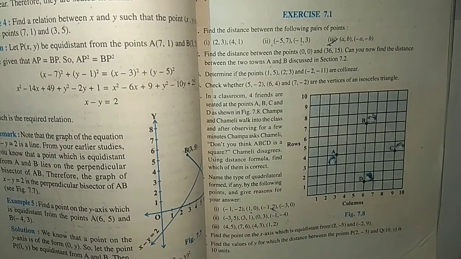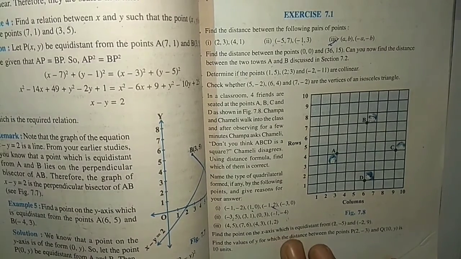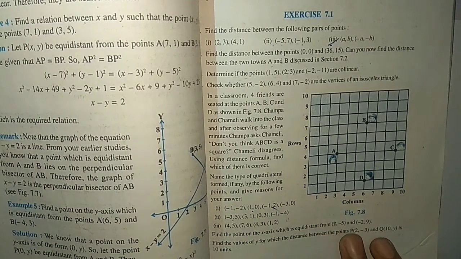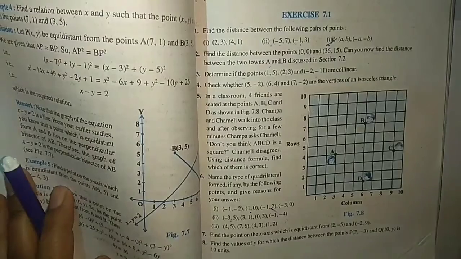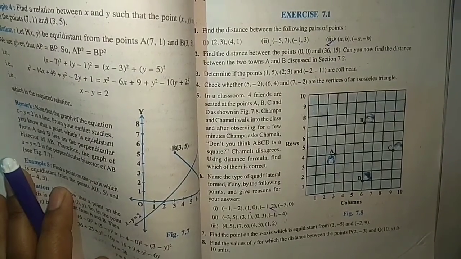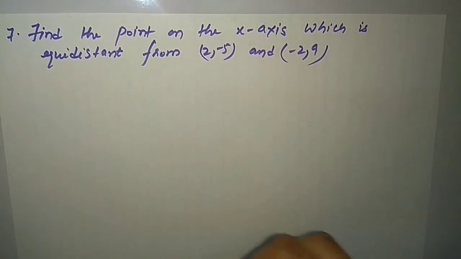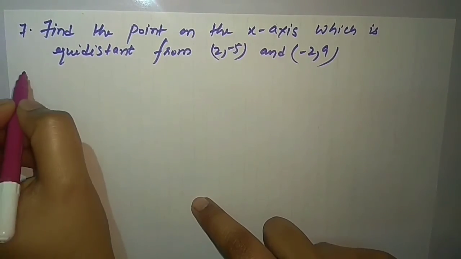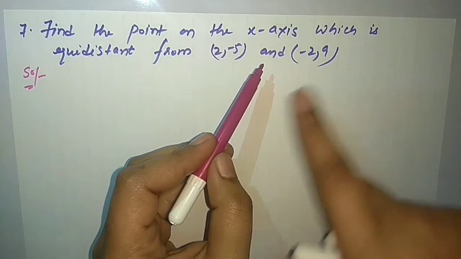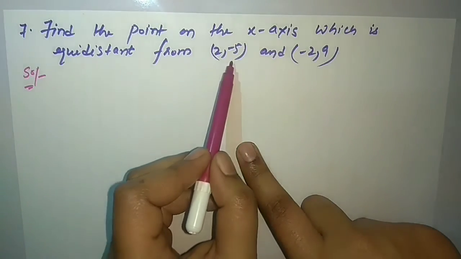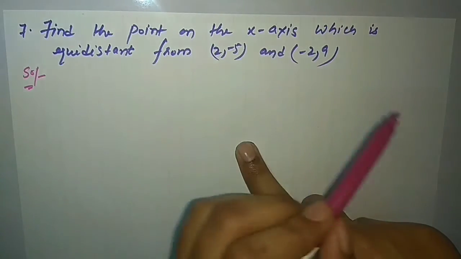Now next is: find the point on the x-axis which is equidistant from (2, -5) and (-2, 9). It seems to be somewhat difficult, so let's do this question. Now here is the question. Find the point on the x-axis which is equidistant from (2, -5) and (-2, 9).